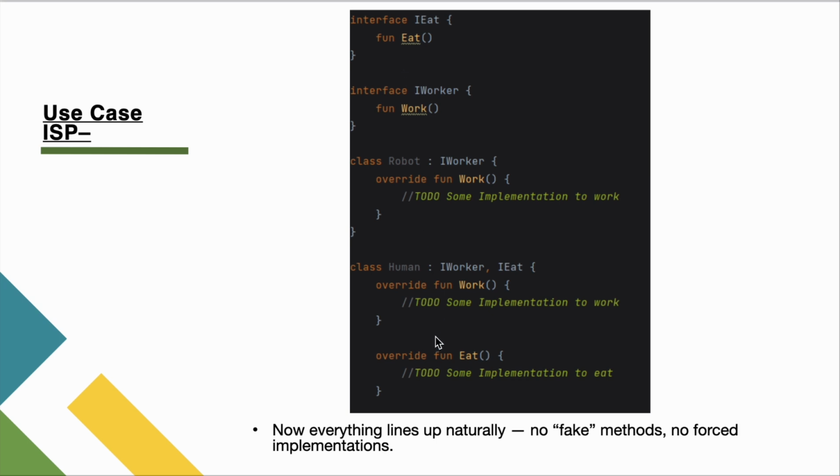So this is based on my convenience, that whichever interface I want to implement, I can make use of it and I can override some certain function or certain functionality, and that would be the place where everything would be lined up very naturally. There will be no fake methods, there will be nothing which will be forced as an implementation, and that is what we call interface segregation principle.